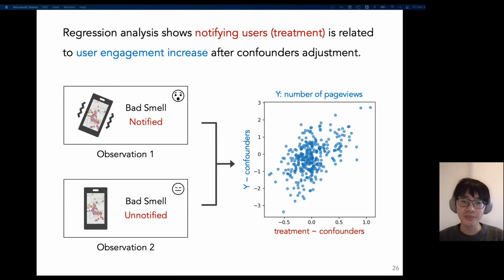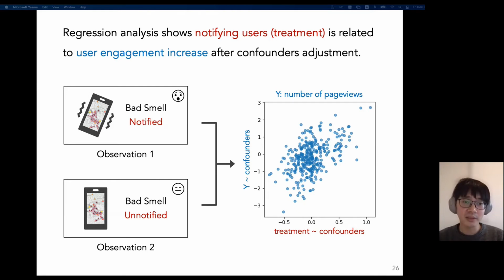Regress by the confounders. The confounders are, for example, the air quality index of that day, and then it could also be the time of the day. Basically, any confounders that can affect both the treatment and the outcome. On the y-axis, we use the prediction. We use the user engagement metrics, which in this case is the number of page views in the system. That means how many people actually look at our system and check the visualization.